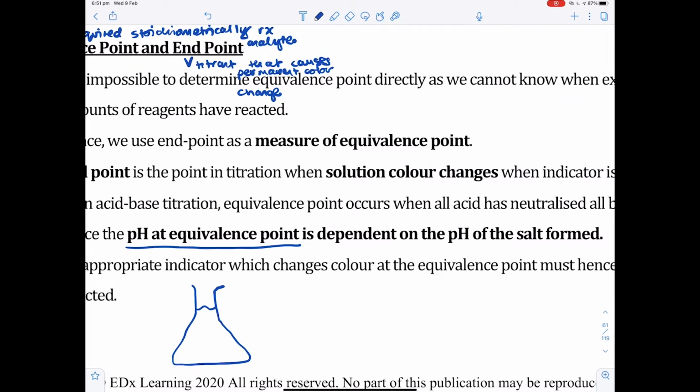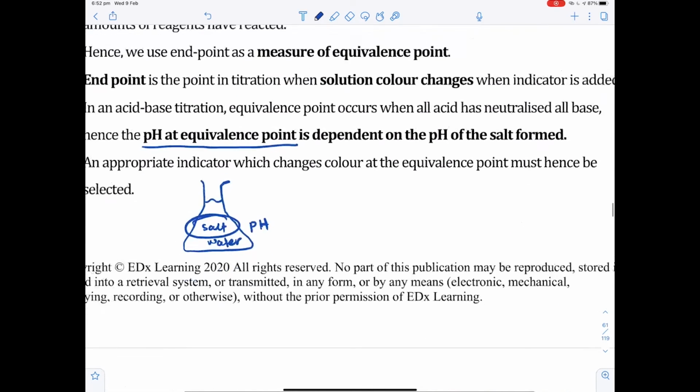Now, at equivalence point, there is no more acid or base. So all we have is salt and water, right? So the pH at equivalence point is solely dependent on the pH of the salt. This is why you need to be an expert by now at looking at a salt and telling me, is it going to be an acidic salt or a basic or neutral salt? Because that's going to affect the indicator you choose in your experiment.